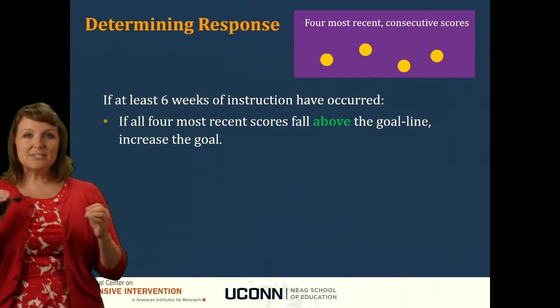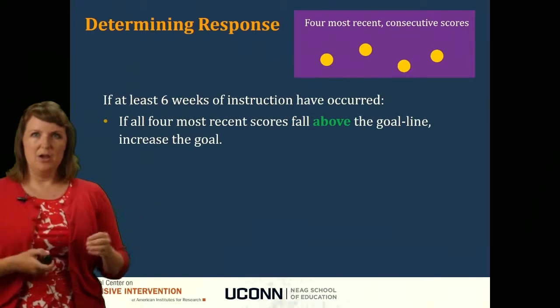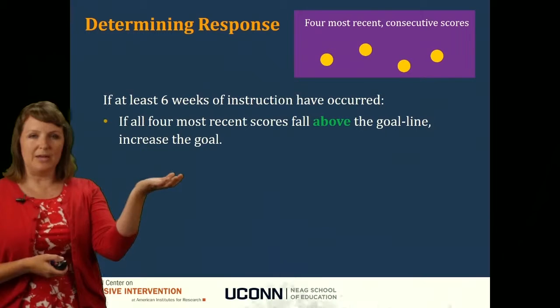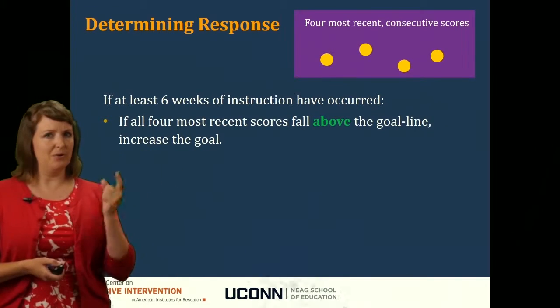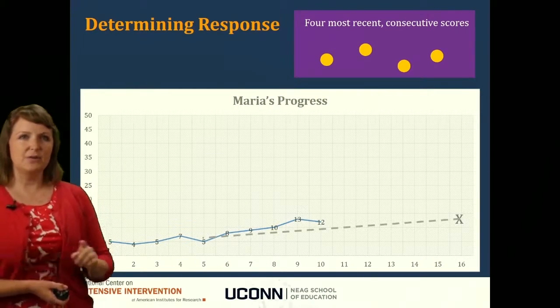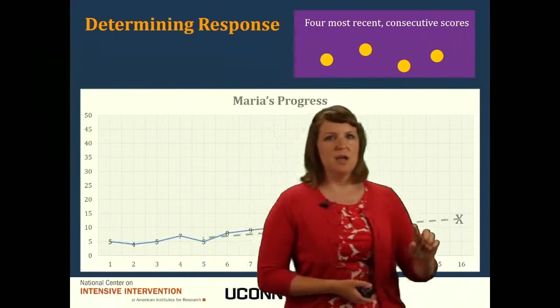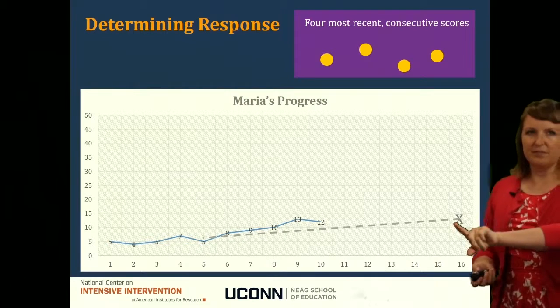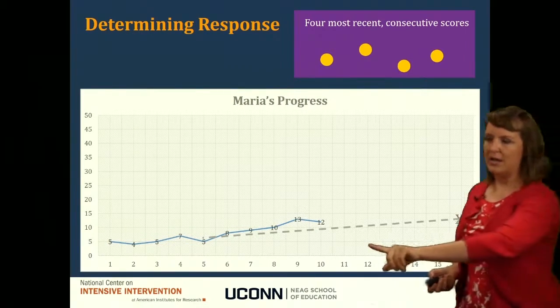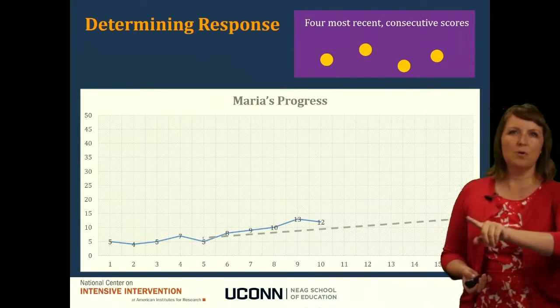If at least 6 weeks of instruction have occurred, when the 4 most recent consecutive scores fall above the goal line, it's time to increase the goal. This is a great problem to have. So let's look at Maria. All right, so I've got Maria's scores. I've added some scores in here for Maria since you last saw her. Here is Maria's goal, and here is Maria's goal line.